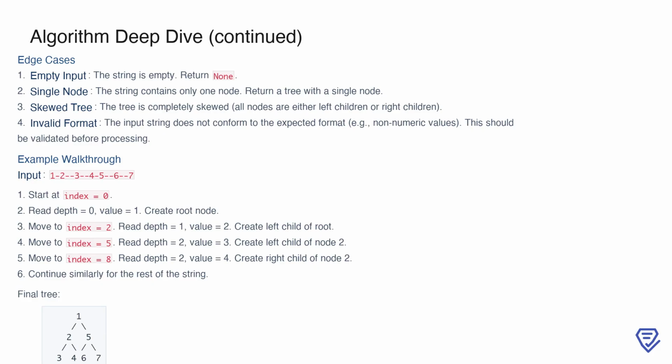To understand this algorithm in action, let's consider the input 1 2 3 4 5 6 7. We start by reading the root node with value 1 at depth 0. Then, at depth 1, we read the value 2 as the left child of the root. At depth 2, we read values 3 and 4 as the left and right children of node 2, respectively. Similarly, we construct the right subtree of the root with value 5 at depth 1, and its children, 6 and 7, at depth 2. This results in the final tree structure, where the root node 1 has 2 children, and each child has its own subtree.